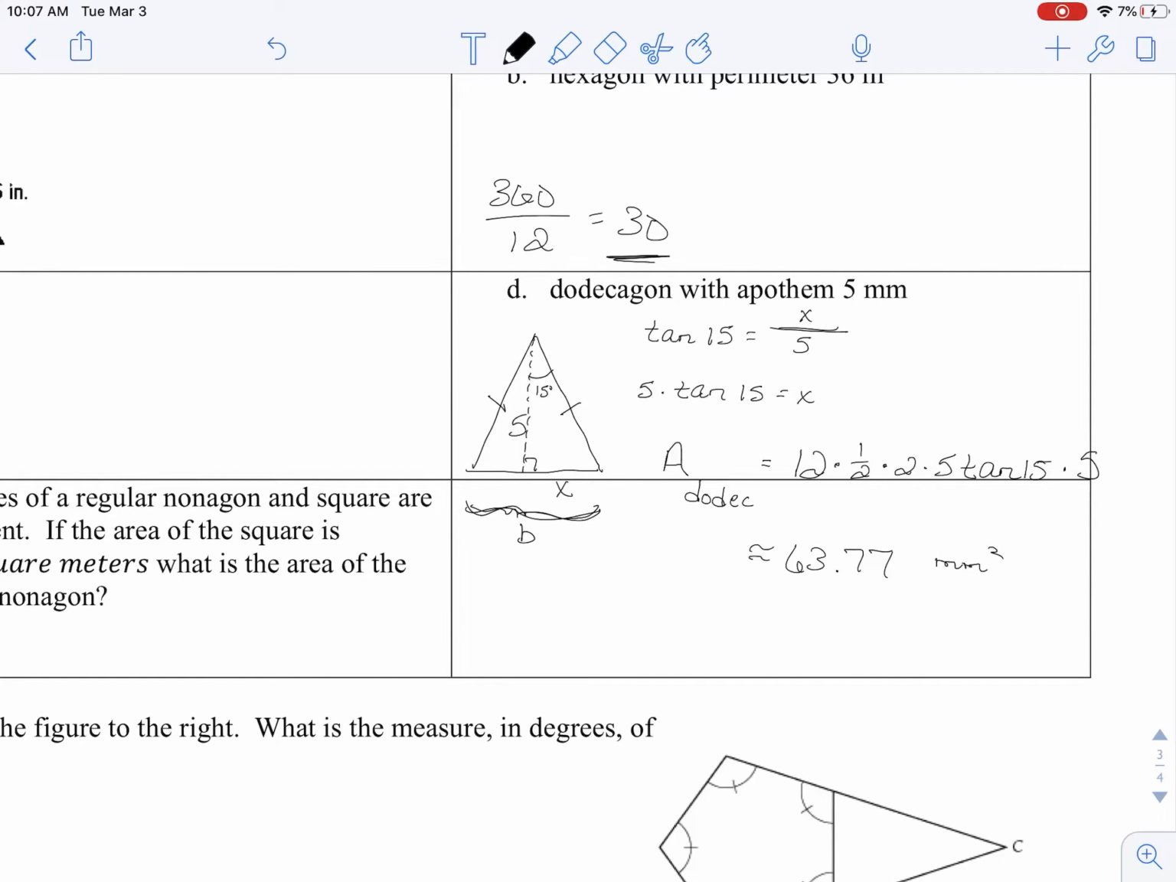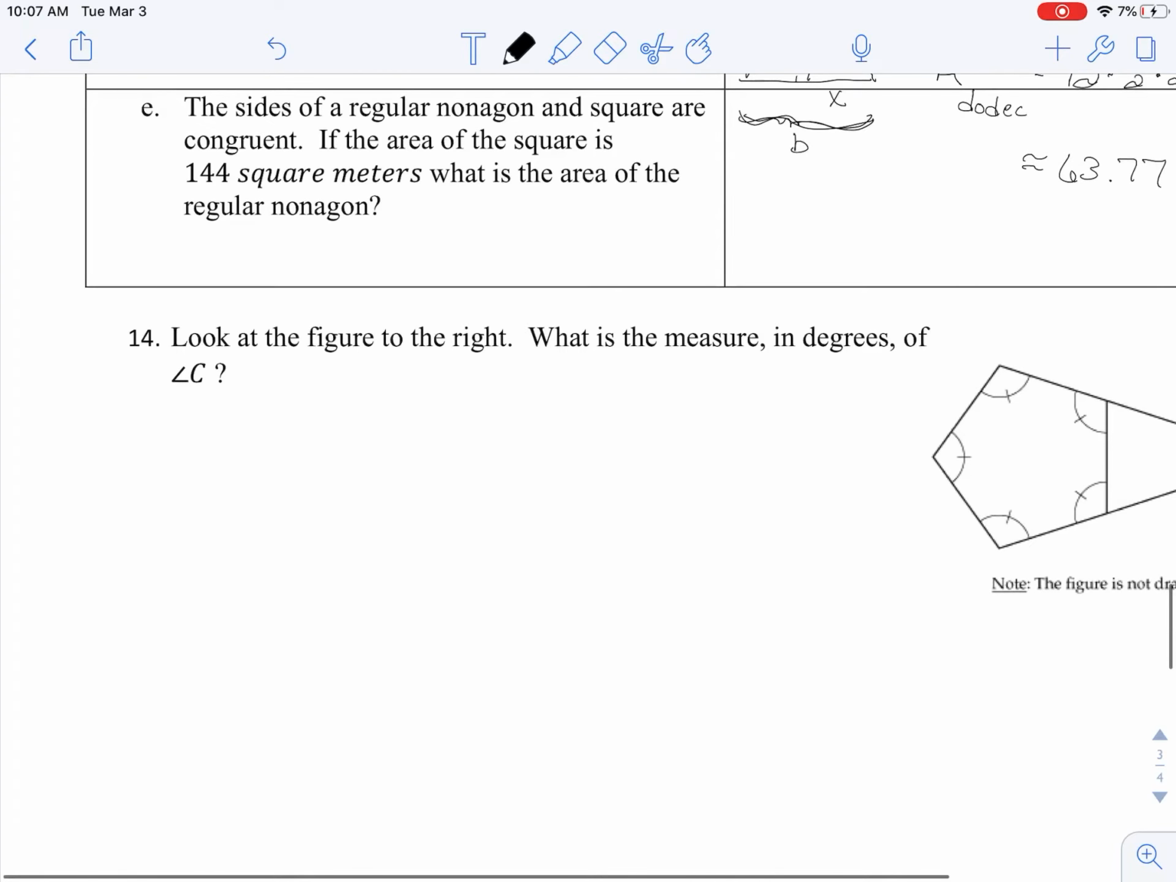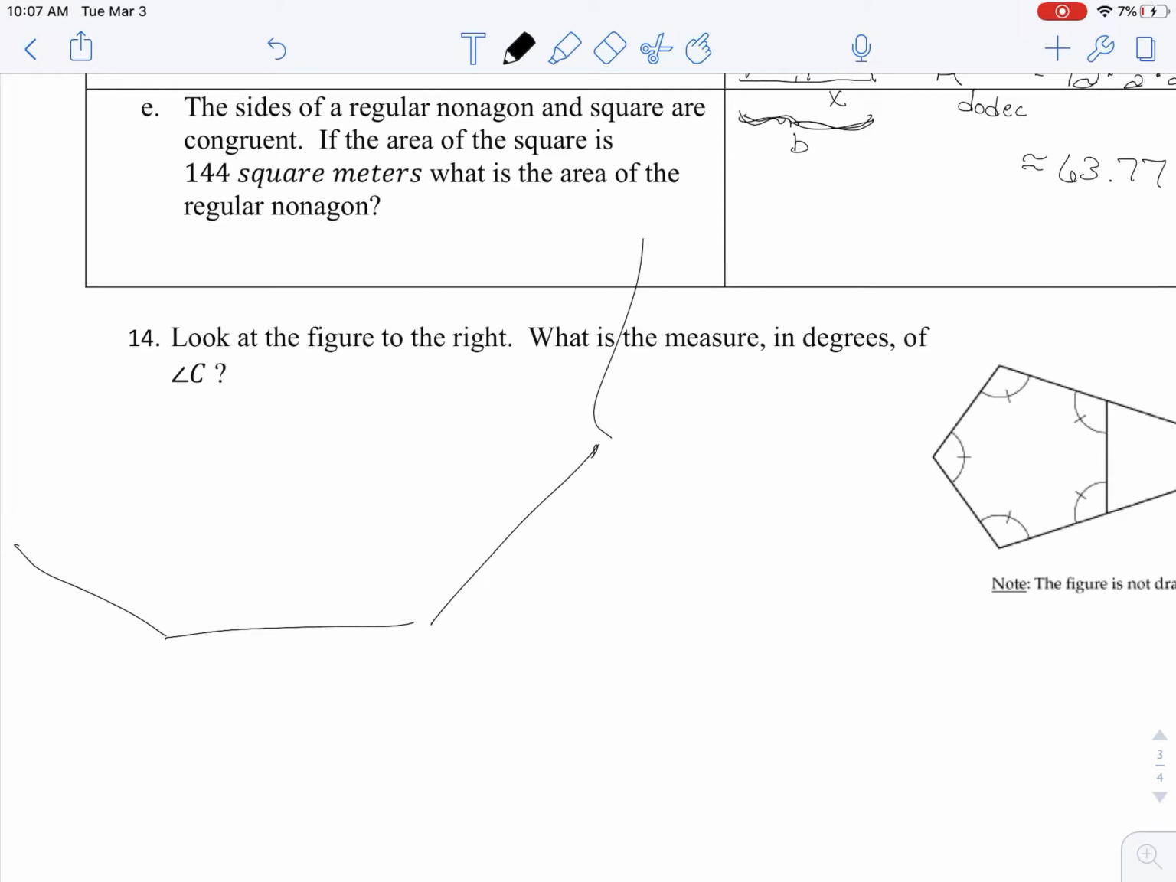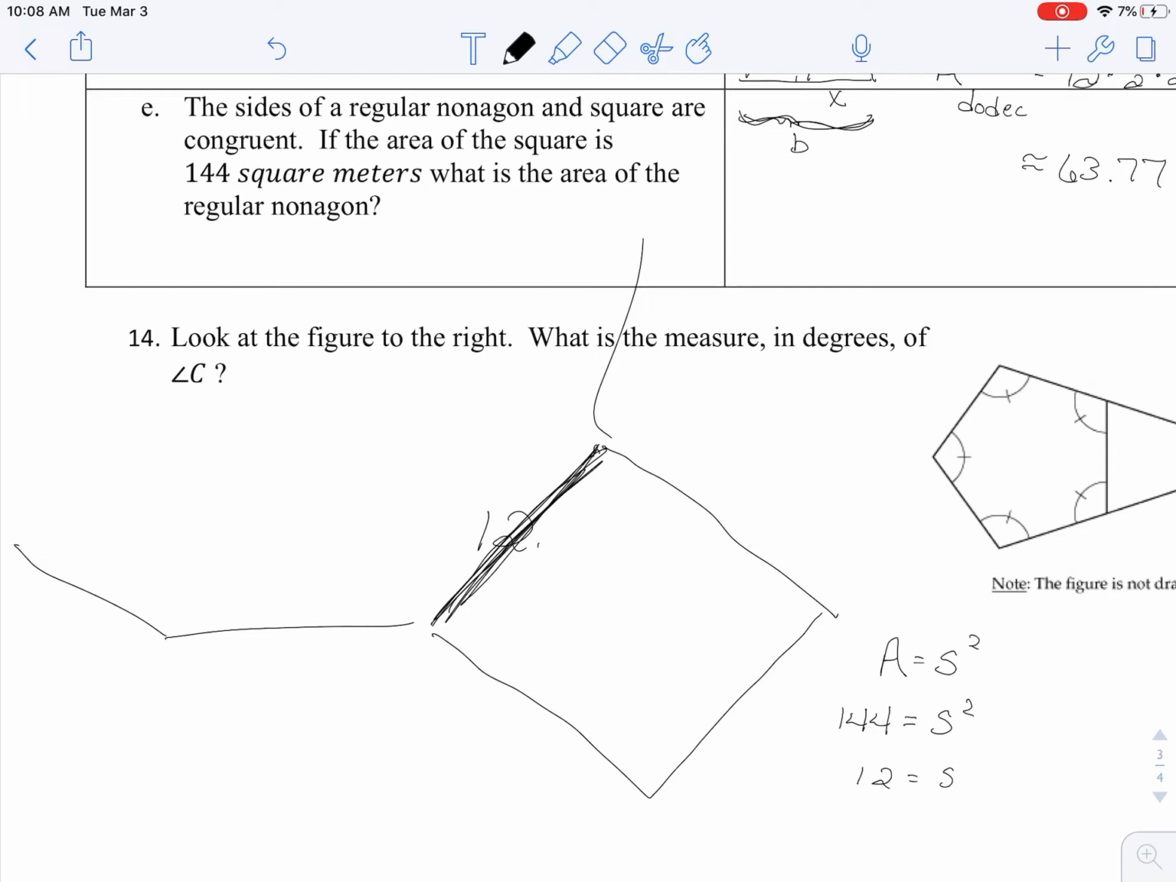Part E, kind of weird, but it's saying the sides are congruent. So if I could manage to draw a nonagon, which I cannot, this side length is the same thing as the side length of a square. So these sides are the same, they match. The area of the square is 144 square meters. So the area of a square is the side length times itself. I'm telling you, you're going to get 144 when you square some side length, which means the side of the square has to be 12 meters, which means the side of the nonagon is also 12 meters.